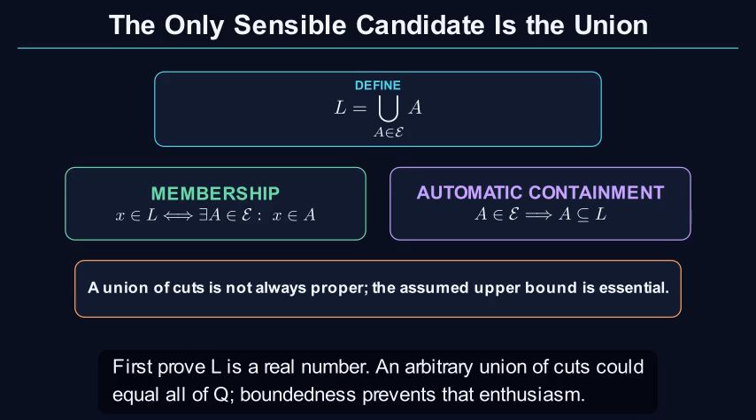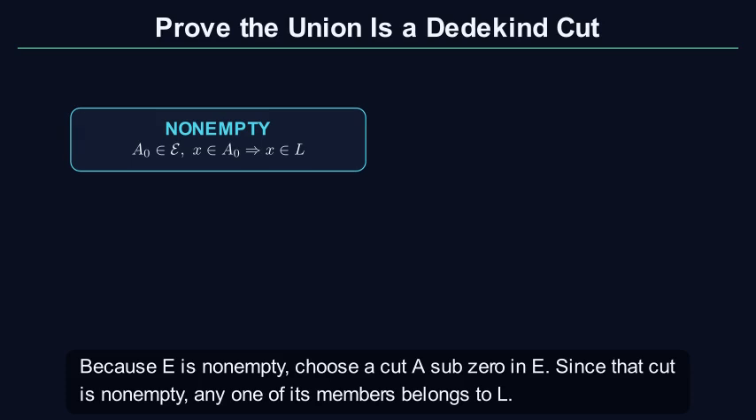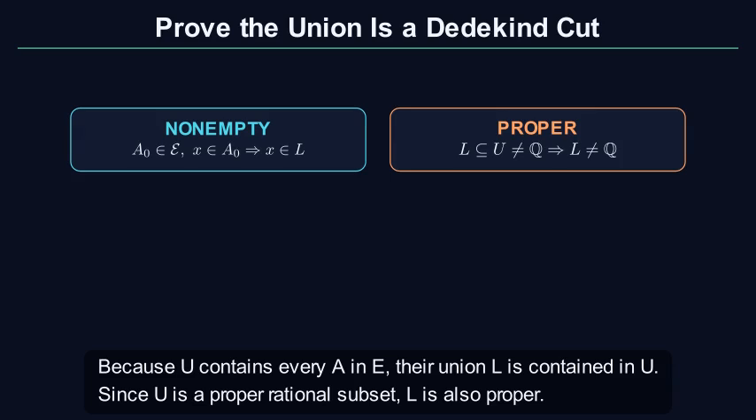Boundedness prevents that enthusiasm. Because E is non-empty, choose a cut A sub 0 in E. Since that cut is non-empty, any one of its members belongs to L. Because U contains every A in E, their union L is contained in U. Since U is a proper rational subset, L is also proper.